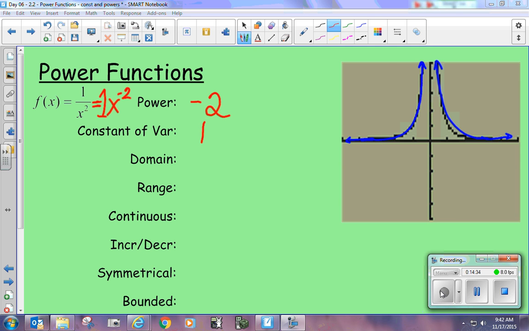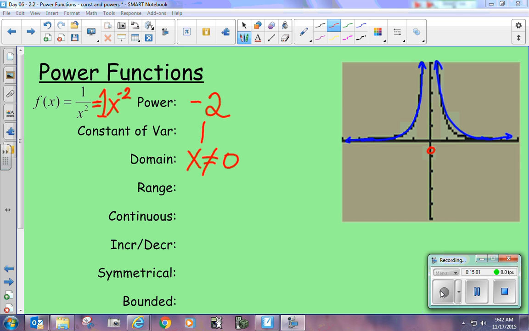All right, now all the good stuff. What is the domain? Well, domain are all, what are the x values? Yeah, it can be anything but 0, right? It never touches the y-axis, and it never crosses the x value of 0. So we can say domain is all real numbers except x cannot equal 0.